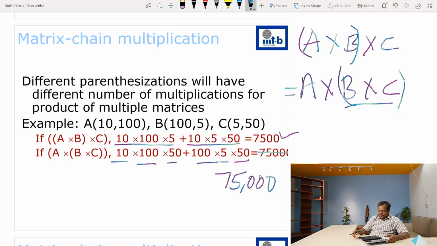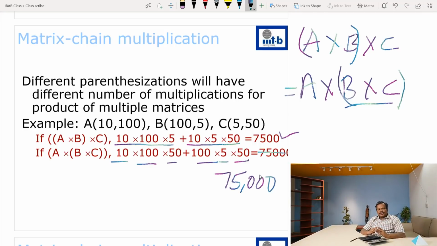So given n matrices, let's say A1, A2, ..., An, you'll have to multiply the n matrices to get the final answer. As we have seen here, the order in which you multiply these matrices does matter. So the matrix chain multiplication problem is to figure out the order in which you have to multiply these matrices so that the total number of multiplications that we are doing is minimum.